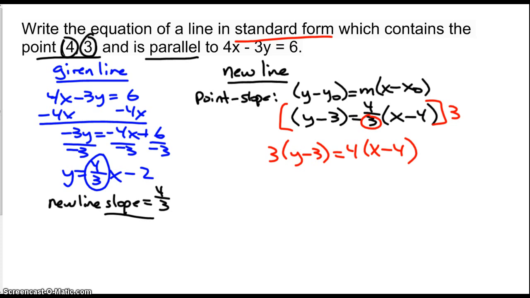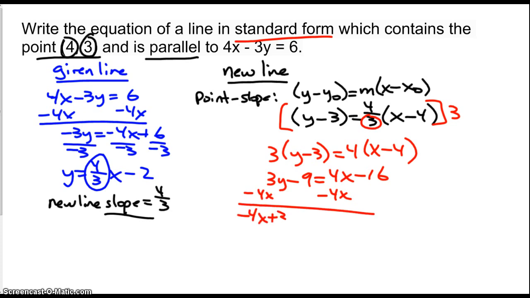Okay, now I can get rid of parentheses by distributing. 3y minus 9 equals 4x minus 16. That's a little nicer, right? I want standard form, which means I need to have x's and y's on the same side. So let's subtract the x's. -4x plus 3y minus 9. Whoops. My board was wigging out here. So I've got -4x plus 3y minus 9 is -16.